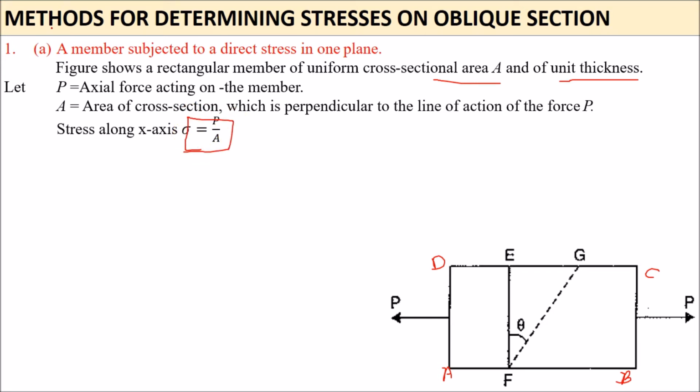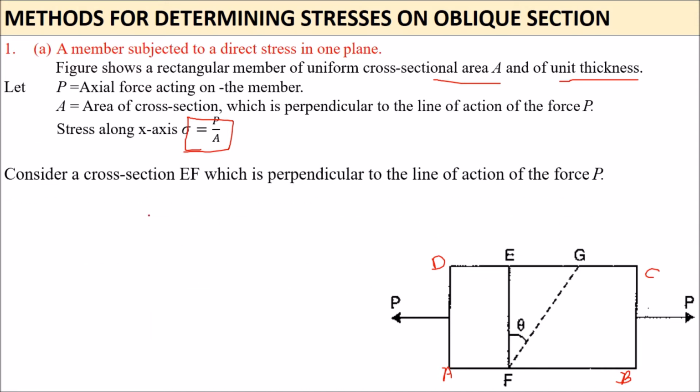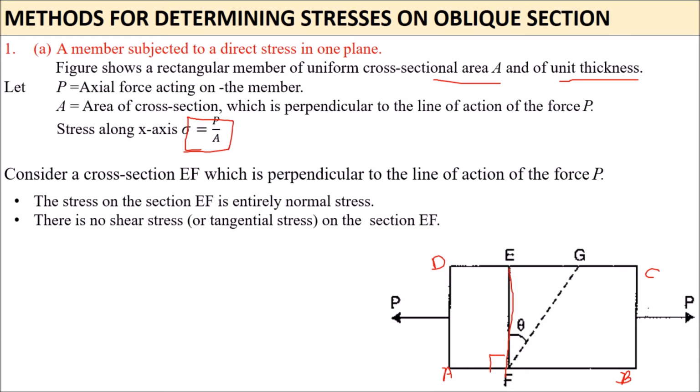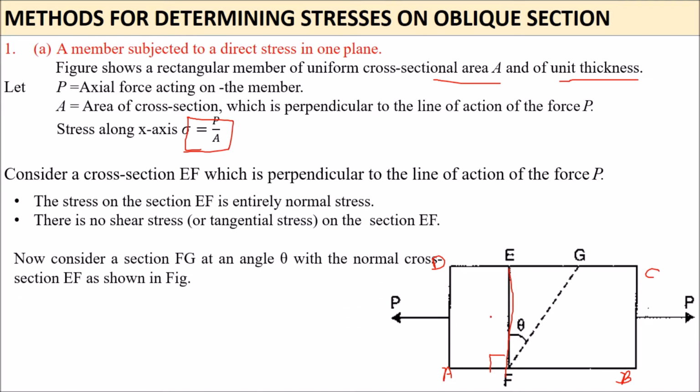Next, consider a cross section EF. We are taking one section EF, which is perpendicular to the applied force. Here the stress on section EF is entirely normal. There is no shear stress. Now consider a section FG at angle theta from the minor axis. This one is the minor axis, you can say.